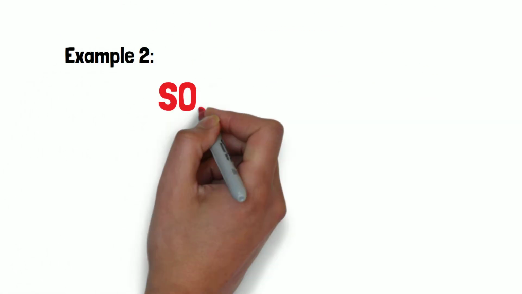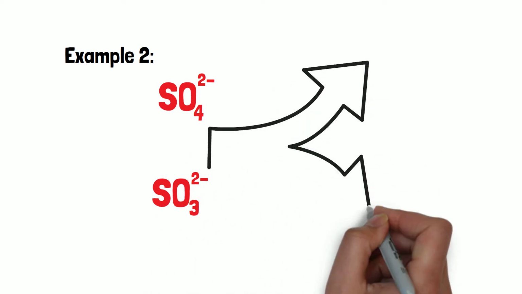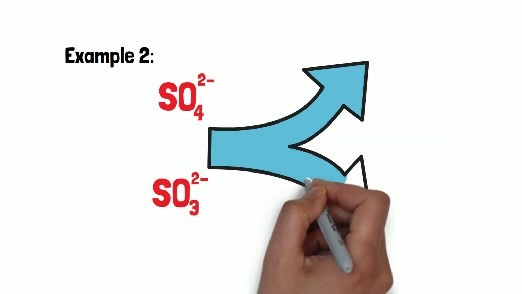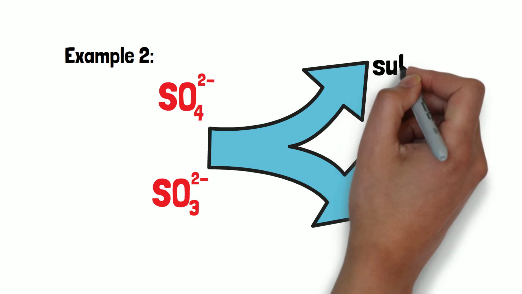SO4 2- and SO3 2-. Just by looking at these two ions, which do you think will have a name ending in ITE and which do you think will have a name ending with ATE? If you guessed SO3 2- is going to end in ITE and SO4 2- is going to end with ATE, then you were right. The chemical name of SO3 2- is sulfite and SO4 2- is sulfate.